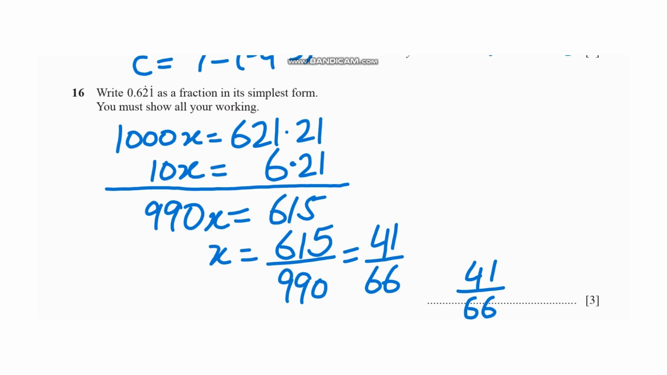So what we will do is first we will multiply by 1000, and that will be 1000x is equal to 621.21. Then we will multiply by 10 and write 10x is equal to 6.21. Now we will subtract 621.21 minus 6.21, that will be 615. So 990x is equal to 615, and the value of x is 615 divided by 990, and we simplify it, and the answer will be 41 over 66. So the simplest fraction is 41 divided by 66.